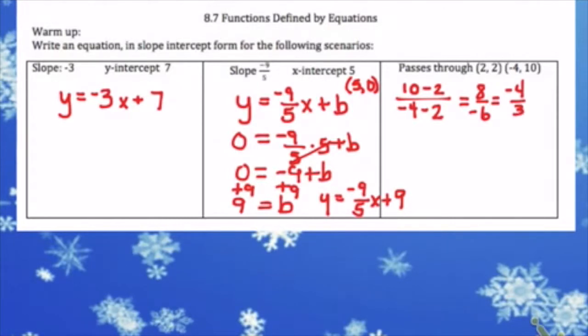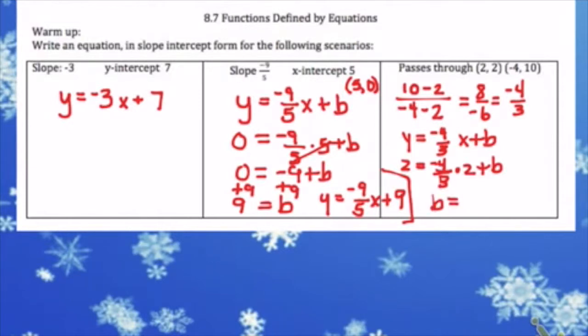Then we follow the same procedure as the last one, where we're plugging in our slope, and we choose one of the ordered pairs. I'm going to use (2, 2). And solve for b, and that b value is 14/3, and so we get y is equal to negative 4/3 x plus 14/3. And again, that should be familiar to you. If you're not sure about those things, make sure you're asking your algebra teacher about it.